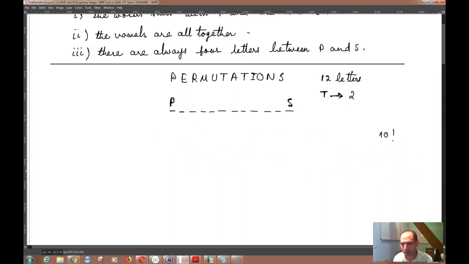Another way that you can do the same thing is that you have 12 letters in total, and you want to make these 12 letter words. Now 2 of the letters you have already fixed here. That means that 10 letters are remaining.